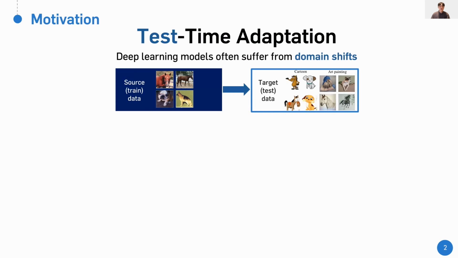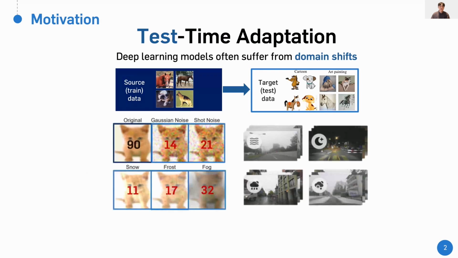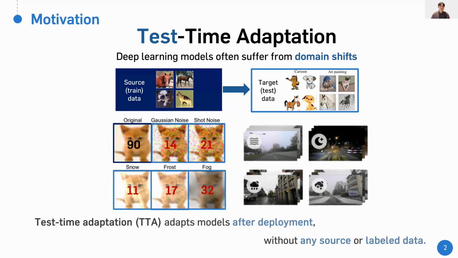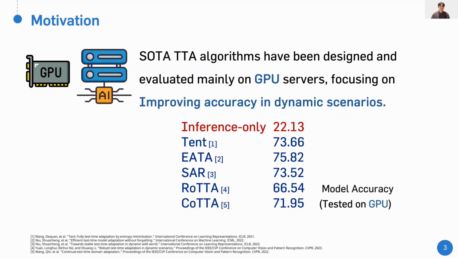Deep learning models often suffer performance degradation under domain shifts, where the target data differ from the source data. These shifts naturally arise after deployment due to real-world factors such as lighting changes, weather, noise, and other dynamic conditions. Test-time adaptation addresses this by updating the model online after deployment without accessing the source data.